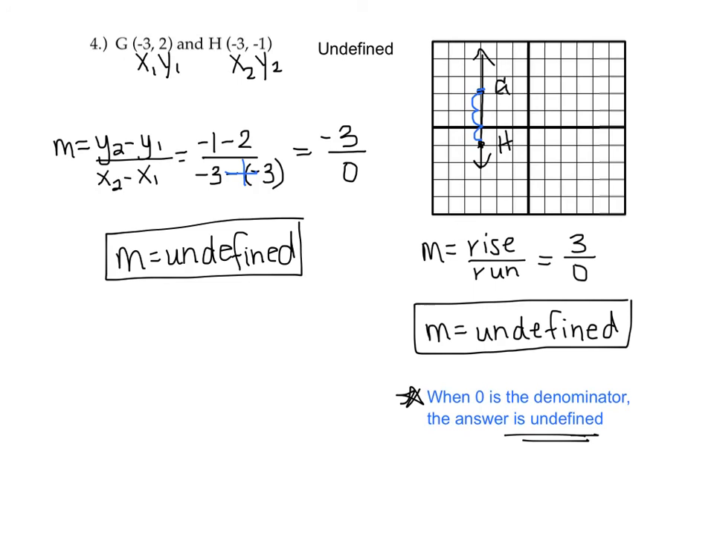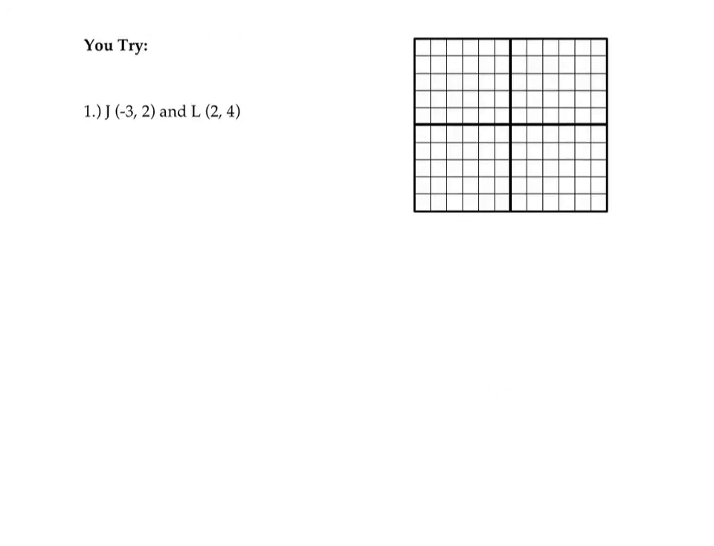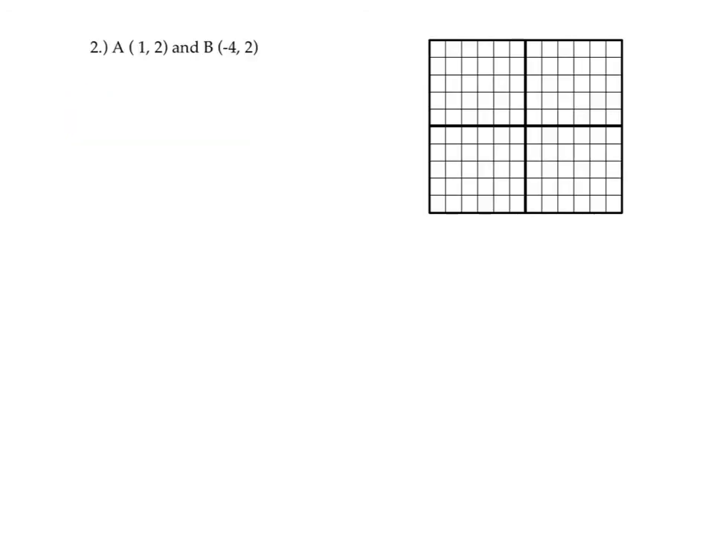So what I'd like you to do is the practice section. Please do number 1 and use both formulas. I want you to calculate your slope, graph your slope, and identify your slope. And also number 2, again, calculate your slope, graph your slope, and identify what type of slope it is. And we'll discuss it in class.